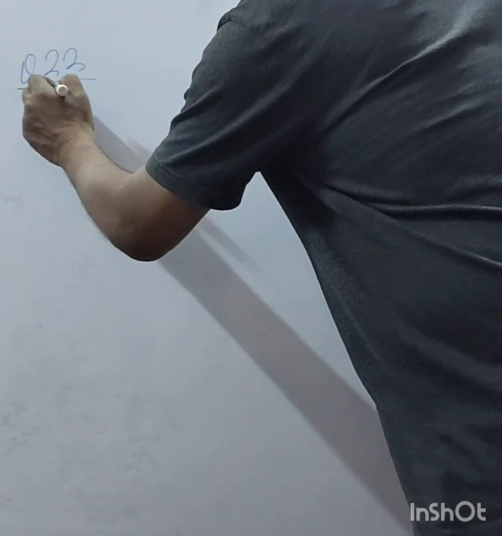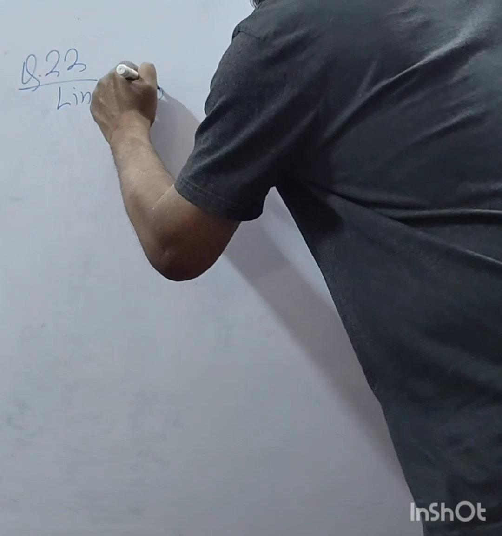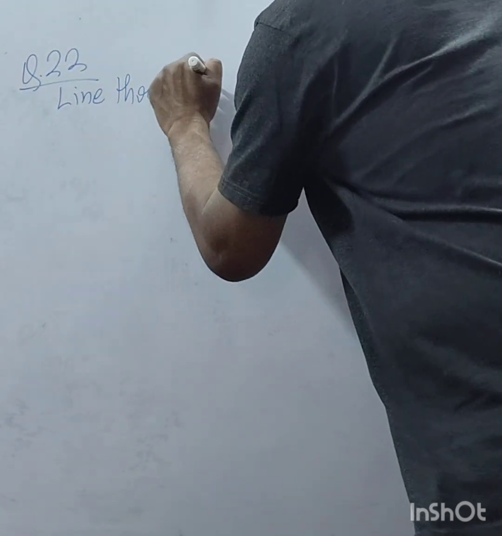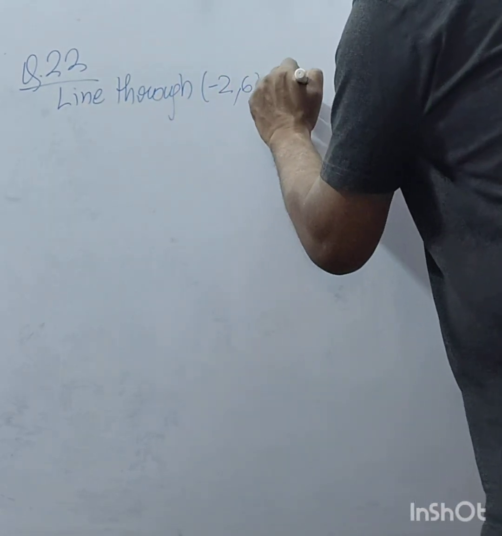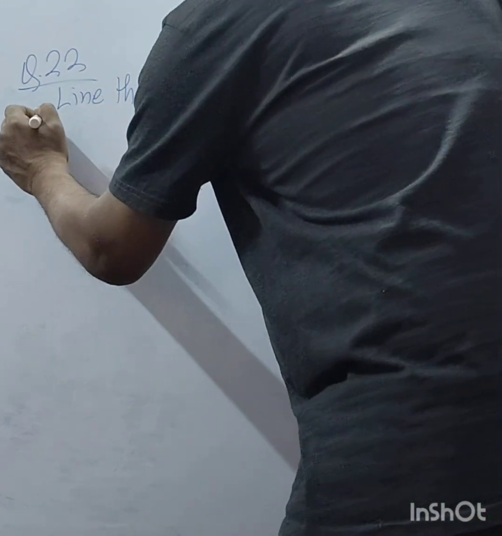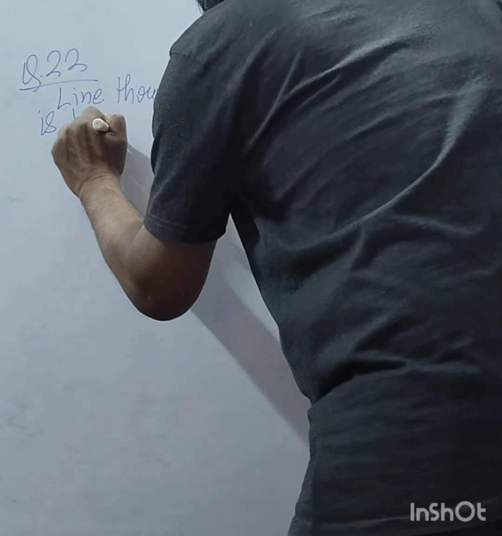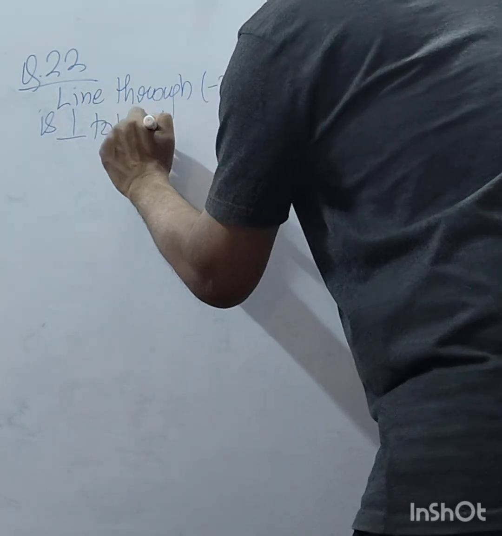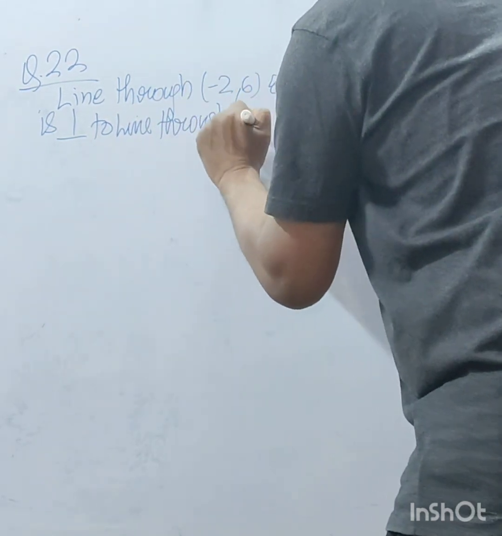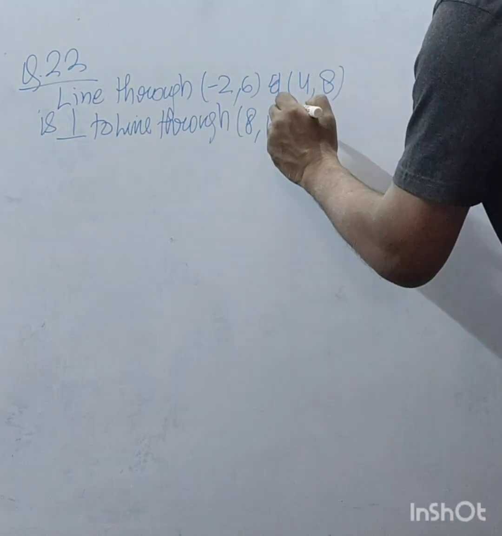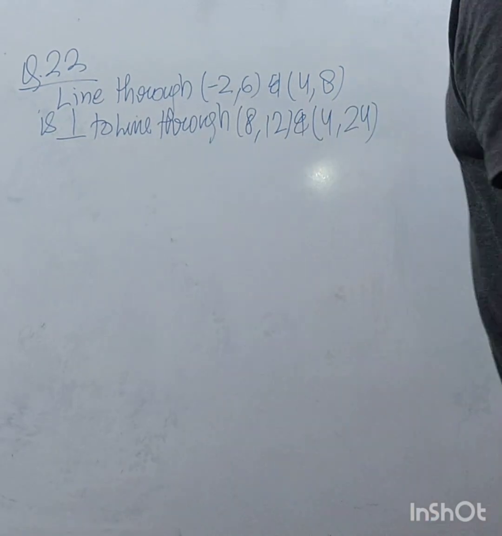Line through minus 2 comma 6 and 4 comma 8 is perpendicular to line through 8 comma 12 and 4 comma 24.